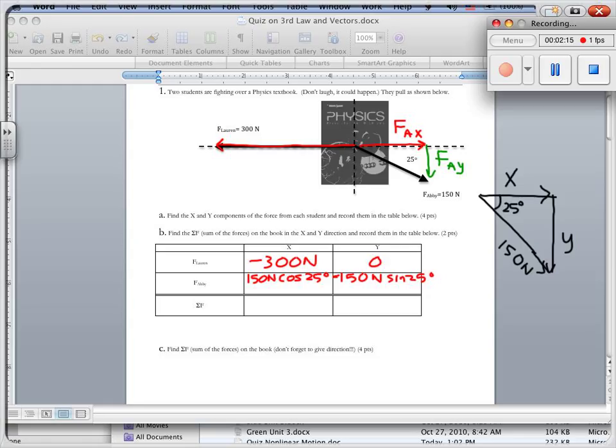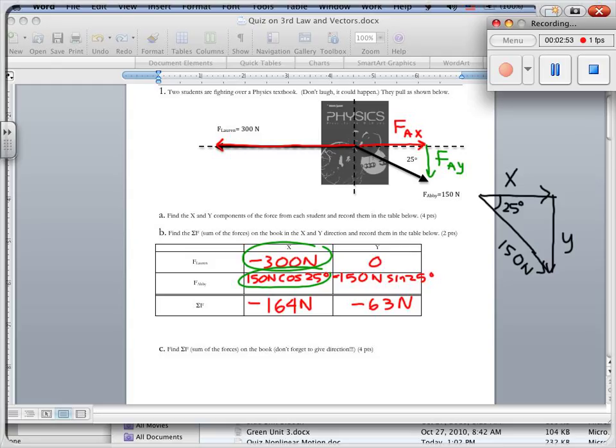Part B asks us just to find the sum in the x and y direction, so I'm literally going to add up the two columns. So I'm going to add this number and this number. When I do that, I should get 164 newtons, but that's negative. So that means Lauren is pulling harder in the x direction to the left than Abby is pulling in the x direction to the right. I do the same thing in the y side, and it's simply negative 63 newtons.